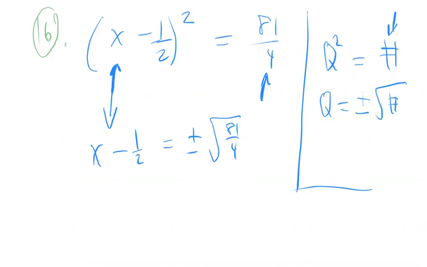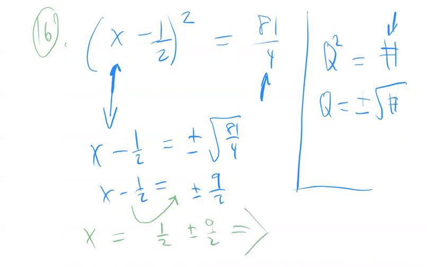And the square root of 81/4 is just 9/2. So what I get is x minus 1/2 equals plus or minus 9/2. And then just like we did a few minutes ago, we can move this negative 1/2 over to the other side. So then we'll get x equals positive 1/2 plus or minus 9/2. And that means there's two answers. There's either 1/2 minus 9/2, which is negative 8/2, or it could be 1/2 plus 9/2, which is 10/2.